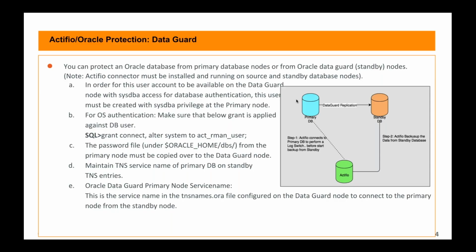And if you have multiple nodes in the Data Guard and you want to load balance across them, as explained in the previous RAC protection slides, you can create a service between the nodes on the standby side, maintain the service name, and use that service name when you are taking the backup from the physical standby. I hope we now understand that Actifio supports standalone systems, whether standalone file system or standalone ASM, and Data Guard and RAC.